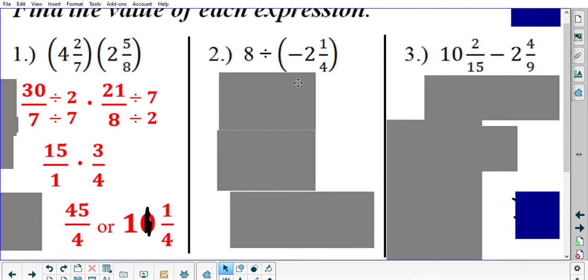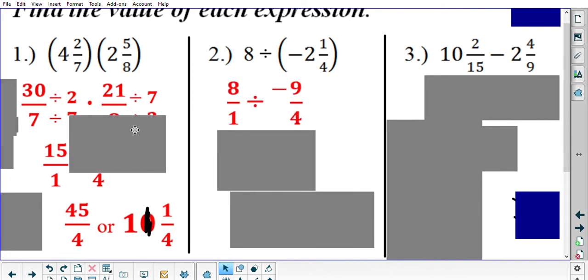All right, problem number 2. Did you make them improper fractions first? The whole number 8 is 8 over 1, divided by -9/4, because 2 times 4 is 8 plus 1 is 9. Then I throw the negative back on. So when I make a mixed number an improper fraction, I kind of temporarily ignore the negative, and then I just throw the negative back in front of the fraction.